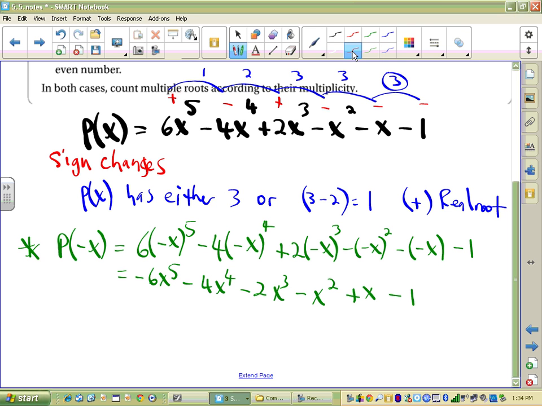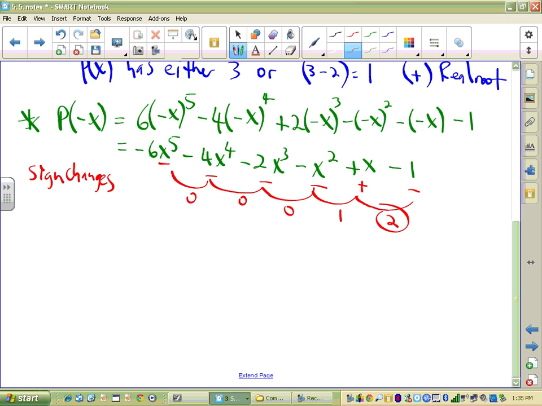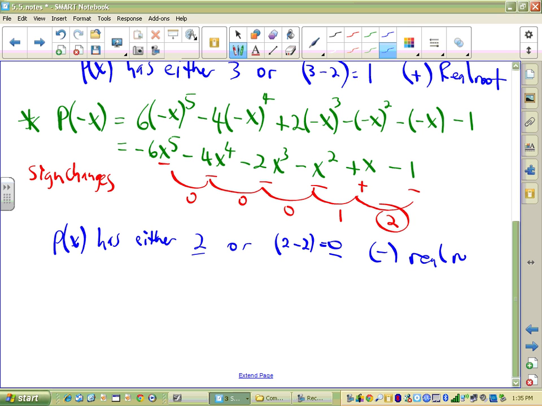So again, we're after sign changes. It's negative, negative, negative, negative, positive, and negative. So there are no sign changes, none, and then there's 1, there's 2. 2 sign changes. So what this means is that p of x has either 2 or less than that by an even number, either 2 or 0, negative real roots.